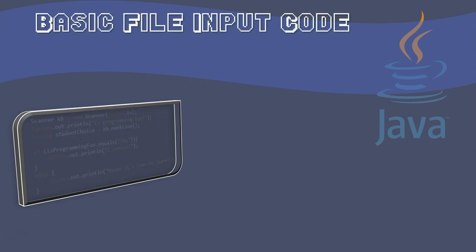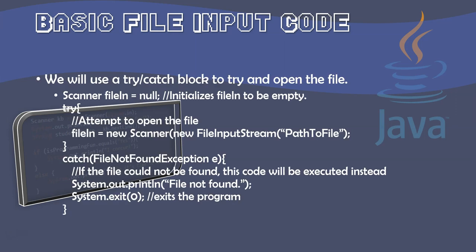All right, so let's look at some basic file input code. In this example, and we'll see this again in a little bit, we're going to use a try-catch block to try and open the file. And in this code, there are a lot of things that we may not be as familiar with. We have our scanner object here, which you can see is set to null. That's a new term we haven't really talked about. We have a try block, which is going to hold the code that attempts to open the file. And then we have this catch block right down here, which is where that file not found exception comes into play.